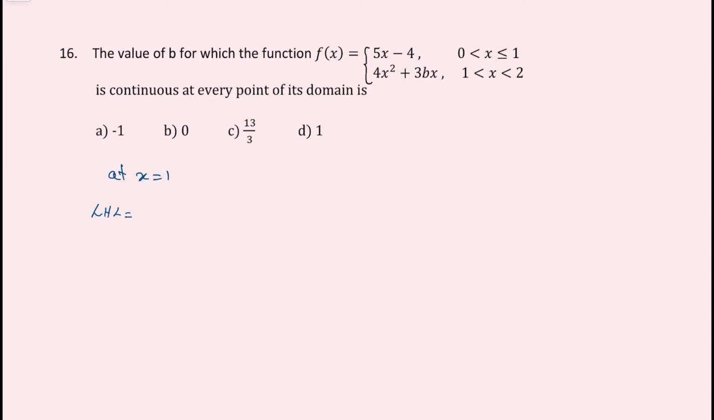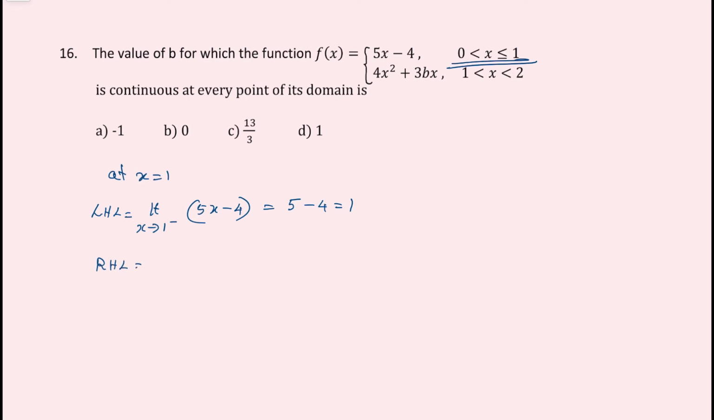So left hand limit will be limit x tending to 1 minus. For 1 minus, we have to use less than 1 definition, which is 5x minus 4. It's a polynomial. Polynomials are very easy to solve, direct substitution of the limit value. So 5 times 1 minus 4, which is 1.